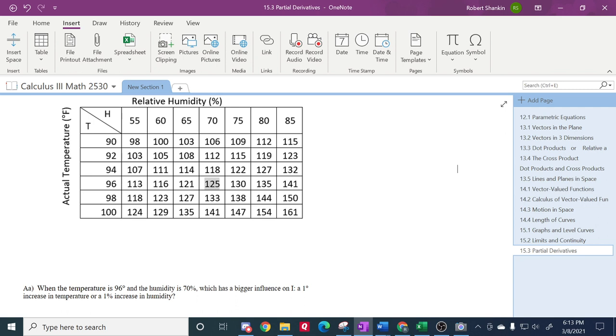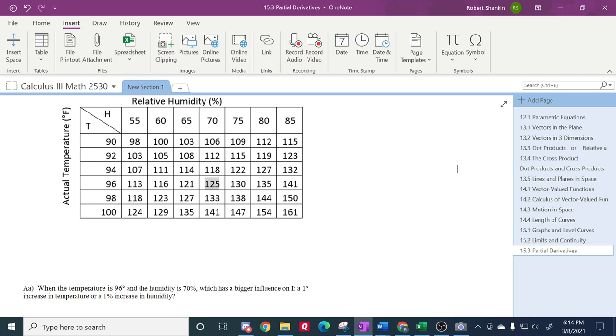Okay, group one, any insights you can pass along to us here? Yeah, I'm pretty sure that temperature has a bigger effect because for humidity, if we go up by 5% humidity, we go up by 5 in I. So you could say that 1% humidity adds 1 to I. But temperature, if you go up by 2, it adds 8. So that increases by 4 for every 1 degree.